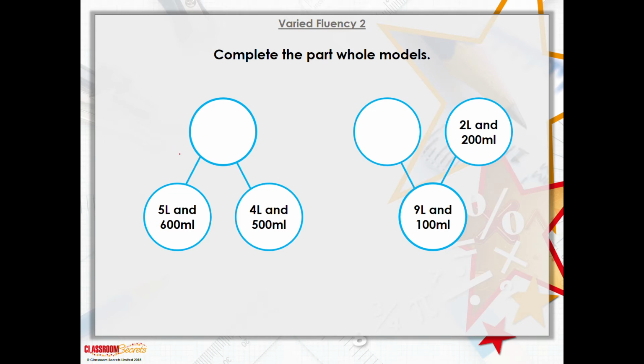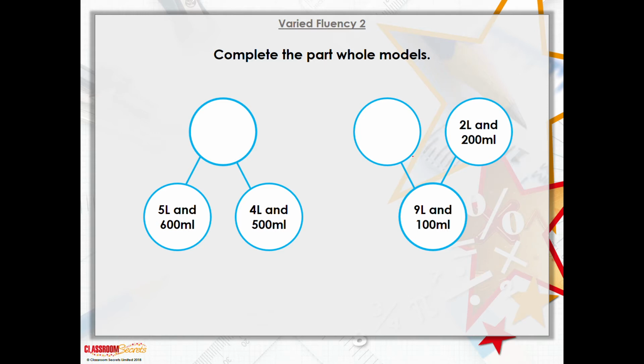First one, nice and simple, the way we can work this out, we would do 5 litres and 600 millilitres, add 4 litres and 500 millilitres. Pause the video, do that now, and that will give you your answer for up here. Well done. Hopefully for that one, you should have the answer of 10 litres, 100 millilitres.